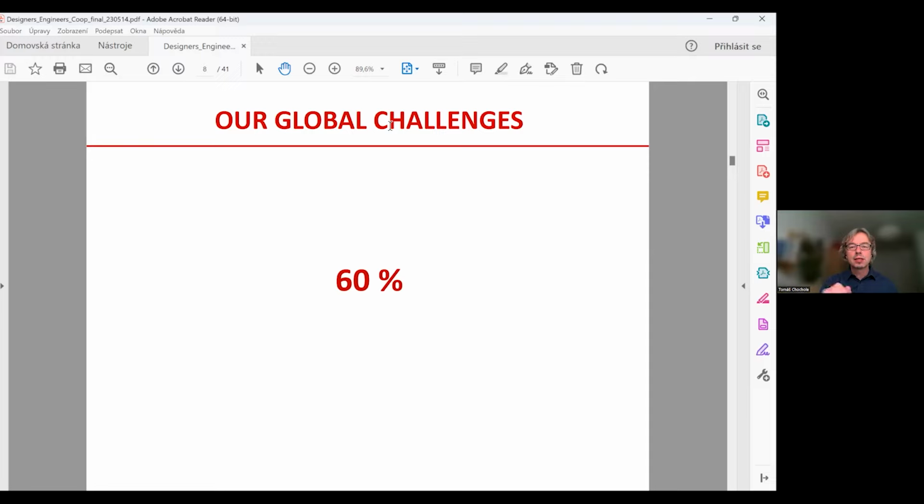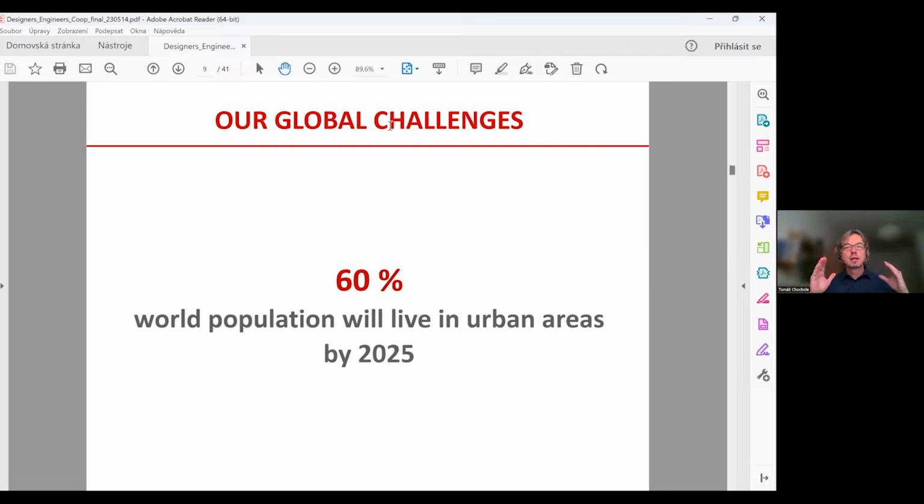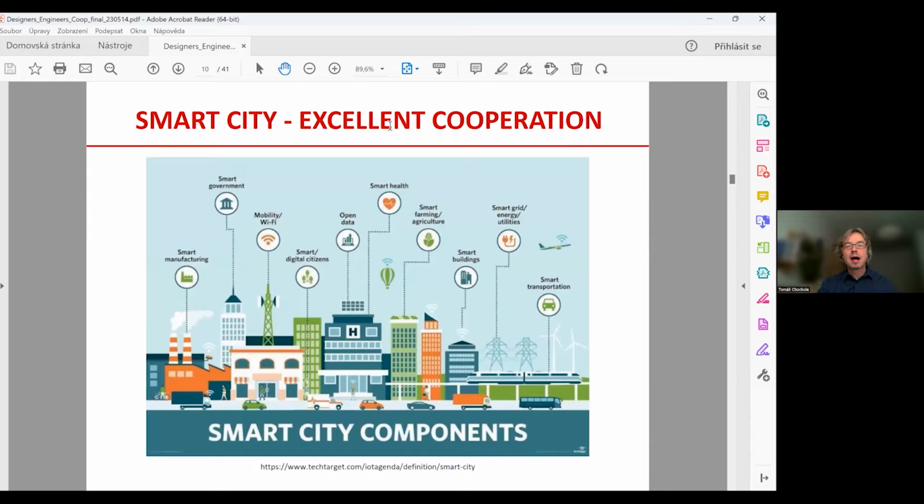Another challenge can start with this number, which is 60%. We can talk about the fact that 60% of the world's population will live in urban areas by 2025. So after 2 years, we can expect that more than half of the people on our planet will live in urban areas. And what we need for them, I think there is only one thing we can talk and think about, and it is that we need to prepare smart cities.